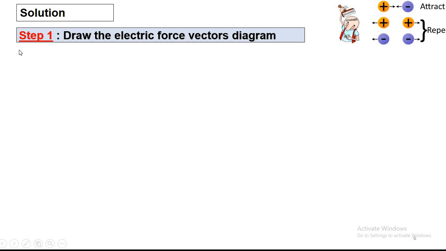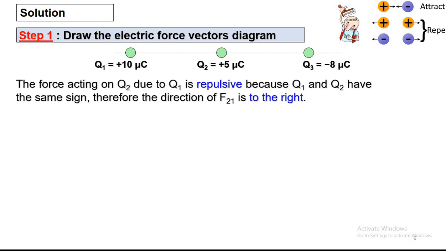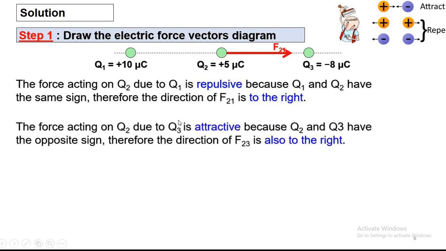How to solve the problem? Step 1. Draw the electric force vector diagram acting on Q2 only. The force acting on Q2 due to Q1 is a repulsive force because Q1 and Q2 have the same sign. Therefore, the direction of F21 is to the right, while the force acting on Q2 due to Q3 is attractive because Q2 and Q3 have opposite signs. Therefore, the direction of F23 is also to the right.